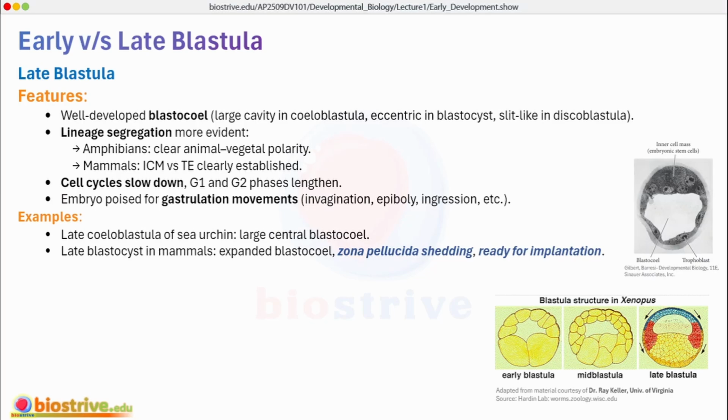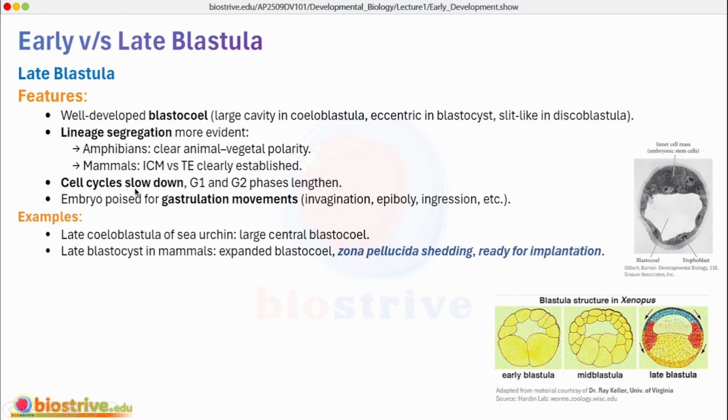In case of late blastula, we will see a well-developed blastocele, which is a large cavity. The lineage segregation is more evident. In case of amphibians, there will be clear animal vegetal polarity, and in case of mammals, there will be clear differentiation of the outer trophoectoderm. As you can see here, this layer is trophoectoderm, and we have the inner cell mass. But in this diagram, this very outer layer is the zona pellucida, which is still intact.